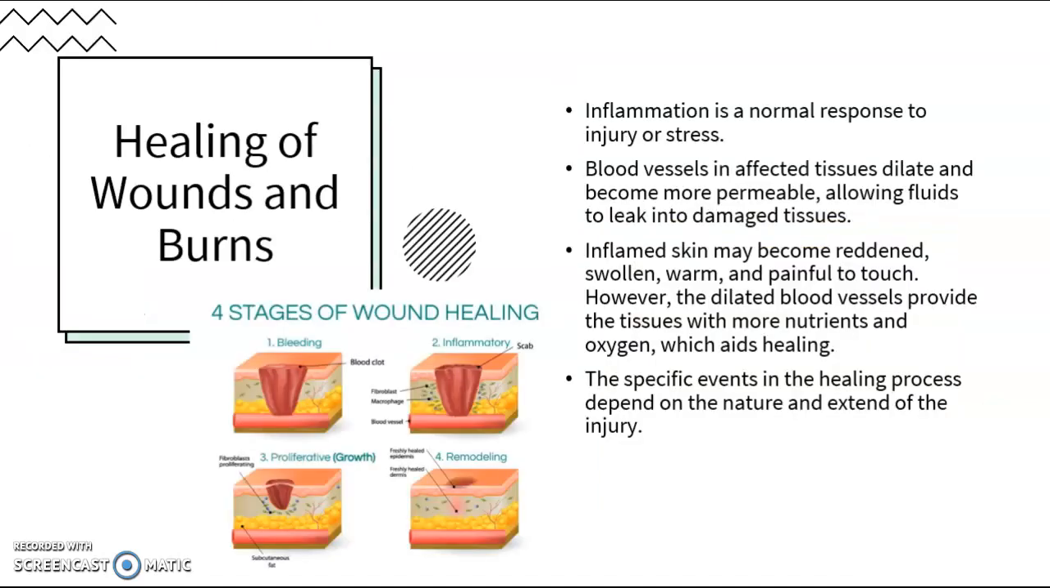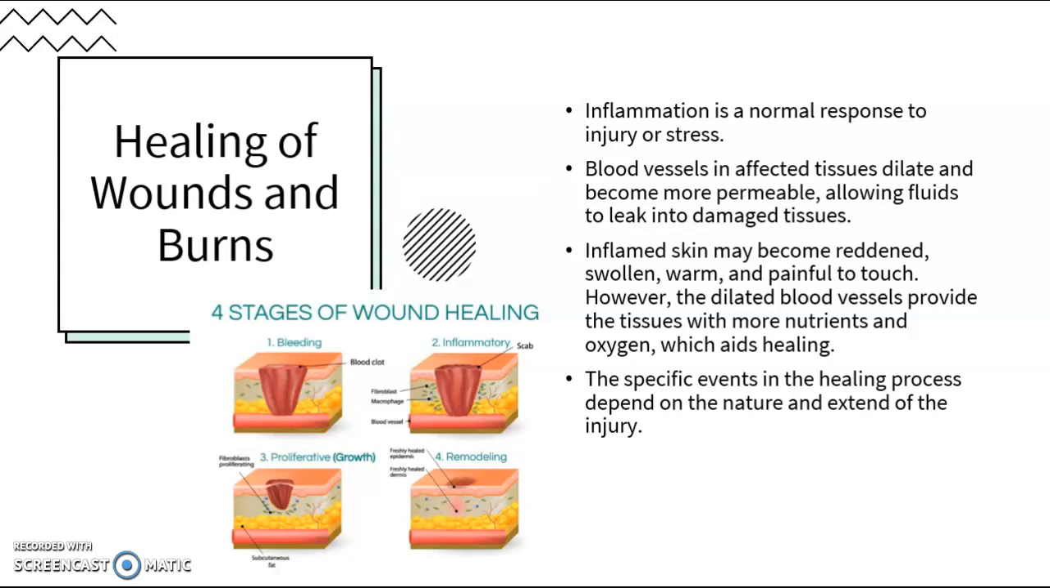So, the healing of wounds usually includes 4 stages: bleeding, inflammation, growth, and then remodeling. Inflammation is a normal response to injury or stress. The blood vessels and affected tissues dilate and become more permeable, allowing fluids to leak into damaged tissues. Inflamed skin may become reddened, swollen, warm, and painful to touch. However, the dilated blood vessels provide the tissues with more nutrients and oxygen, which aids healing.